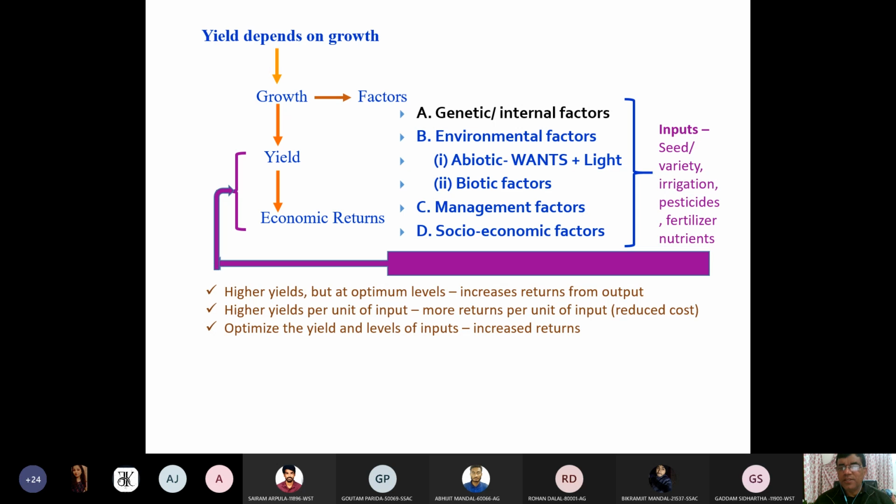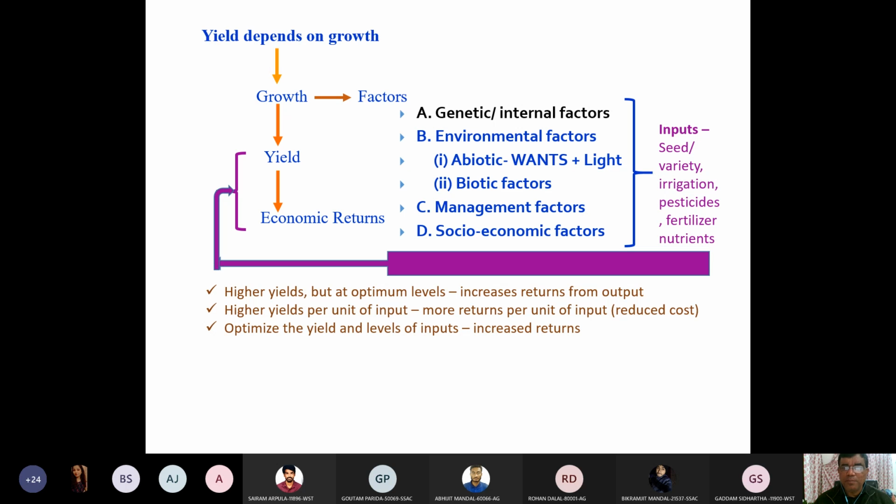And then management factors. In management factors, you have a number of factors, starting from manure addition, your tillage, time of sowing, time of planting. So we have two kinds of inputs in agriculture. One is monetary input. Monetary input means where farmers need to spend money. Other is non-monetary input, or low monetary inputs, where you use a very little amount of money or money is not required. For example, time of sowing. Time of sowing does not involve any extra money.